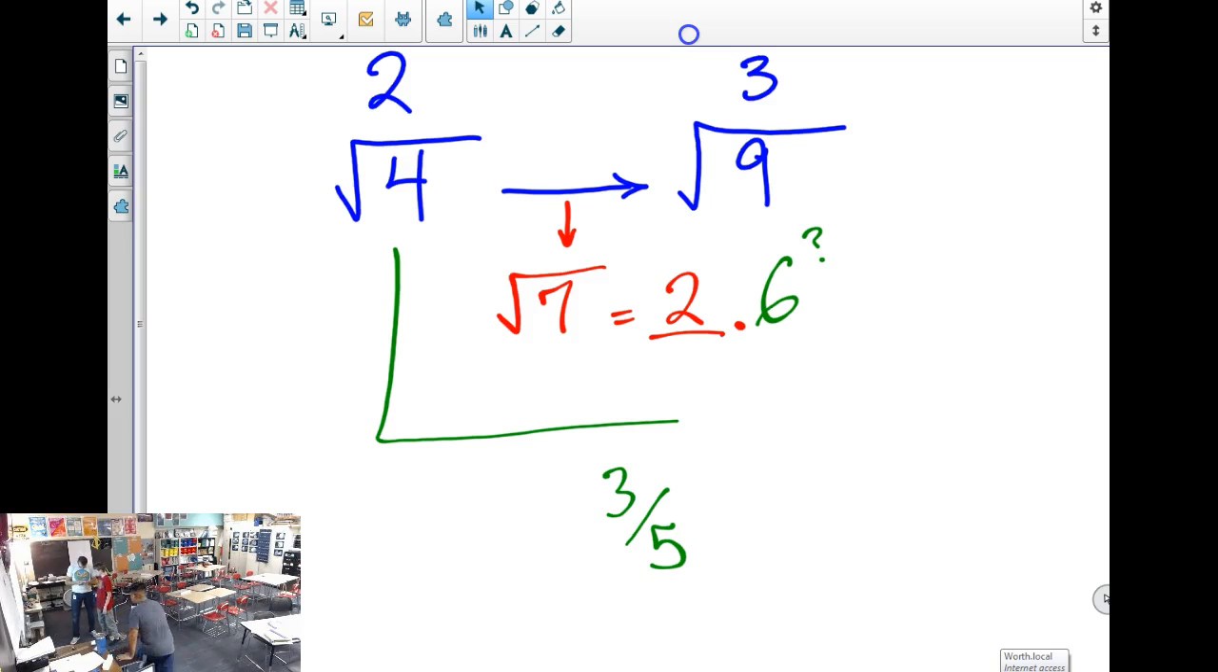Oh, come on. But now I have to go to classic. Sorry, not math. It's in the settings. 2.6. Accurate to the 10th place.